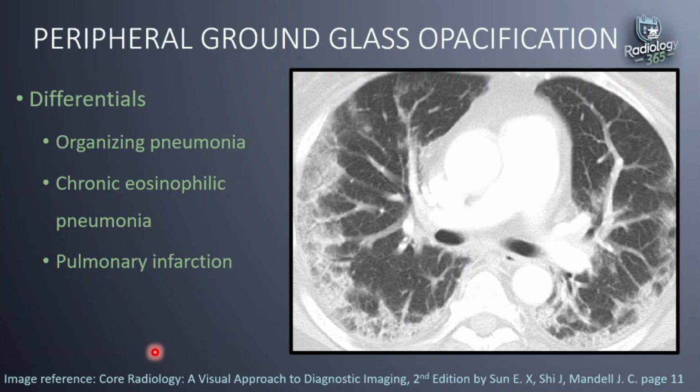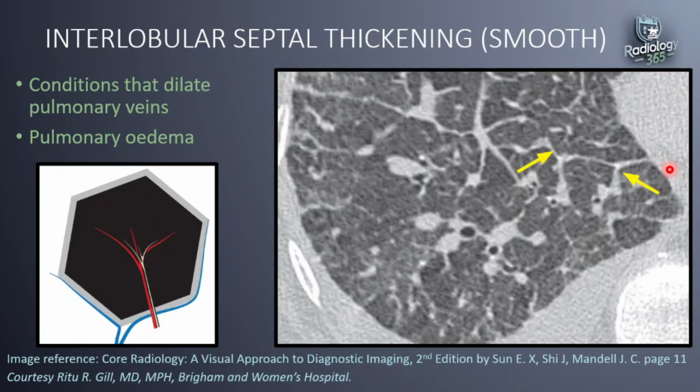Then we have peripheral ground glass opacification. So when you have the opacifications just being peripheral, some of the differentials you can entertain include organizing pneumonia, chronic eosinophilic pneumonia, and pulmonary infarction. So in this axial CT, we see peripheral and subpleural ground glass attenuation, and this was a case of organizing pneumonia. Then we also have another pattern of disease called interlobular septal thickening.